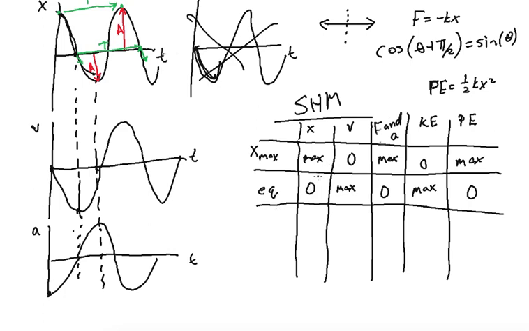This is going to be greater than 0. This is going to be less than maximum. This is going to be greater than 0. This is going to be less than maximum. It'll be between these values. This is just where it's maximums and minimums. Okay?